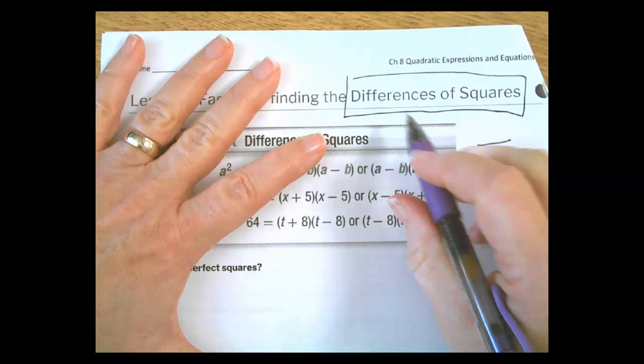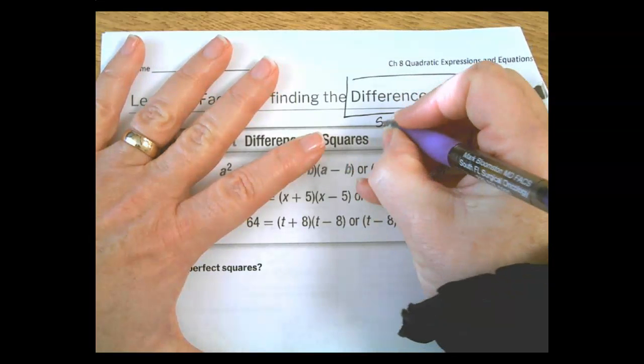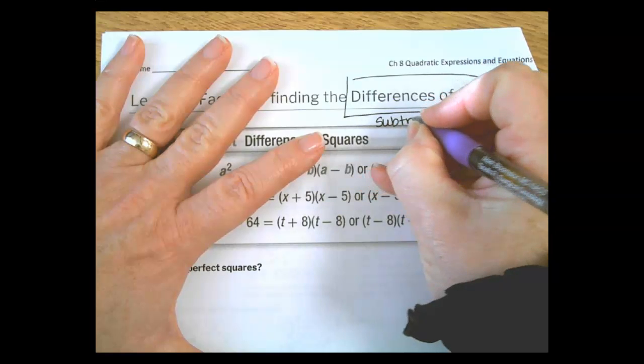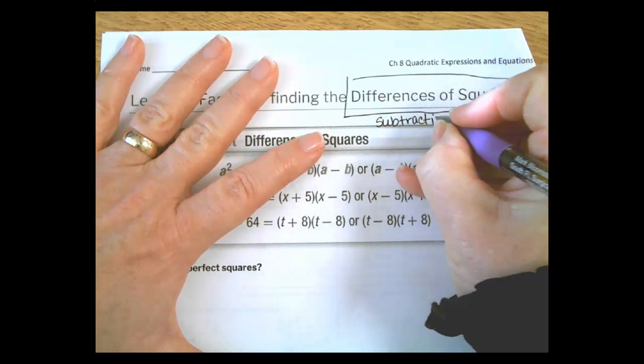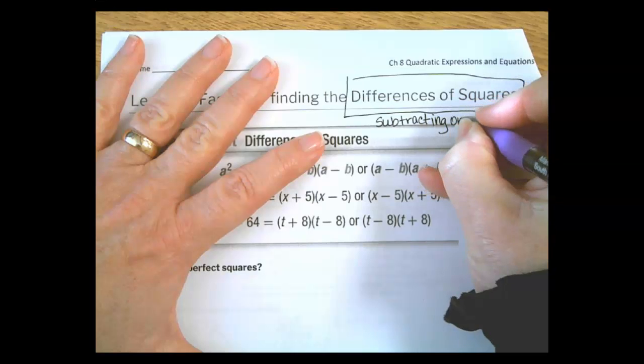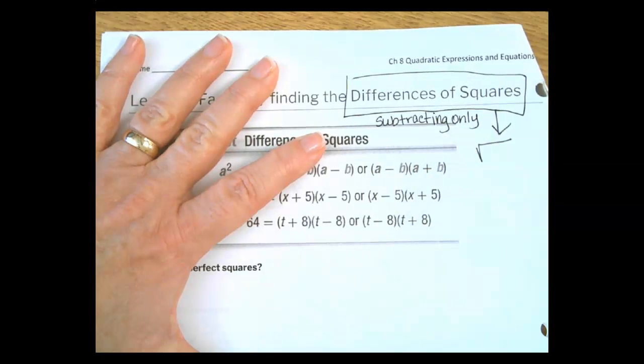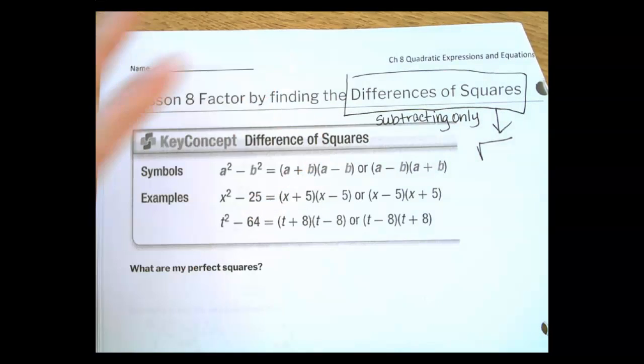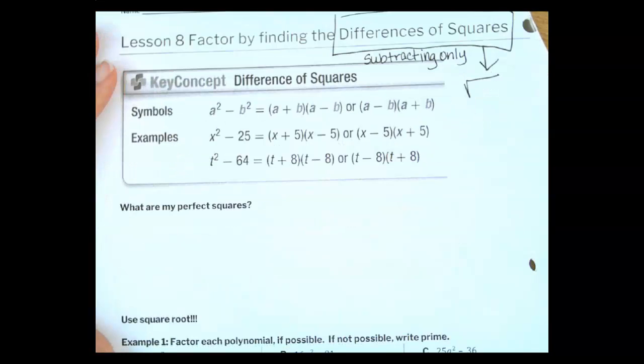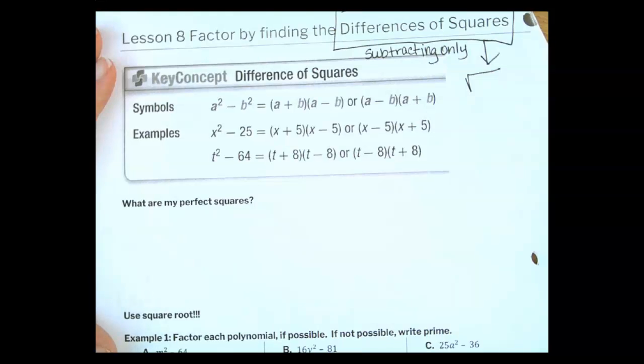So two things. Differences means subtracting only. And then the squares is that square root. Okay, so let's go through our list of perfect squares, because if you know them, it's even better.